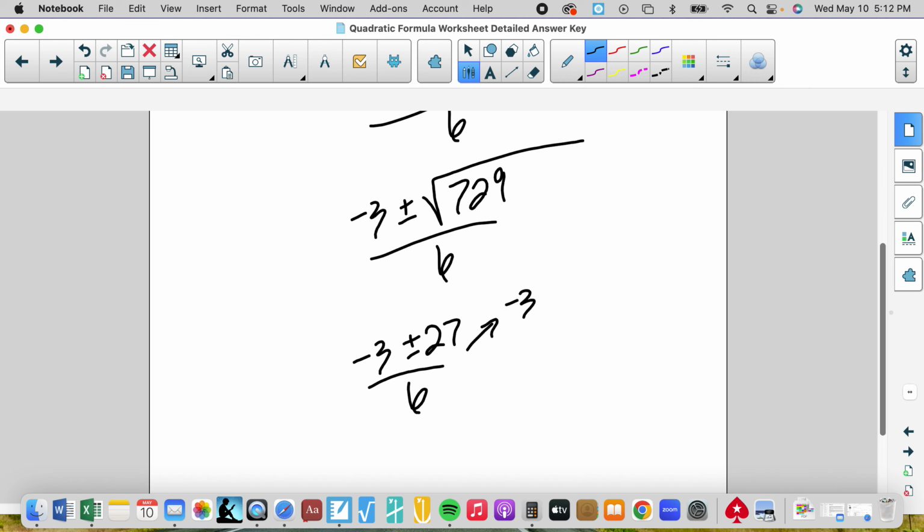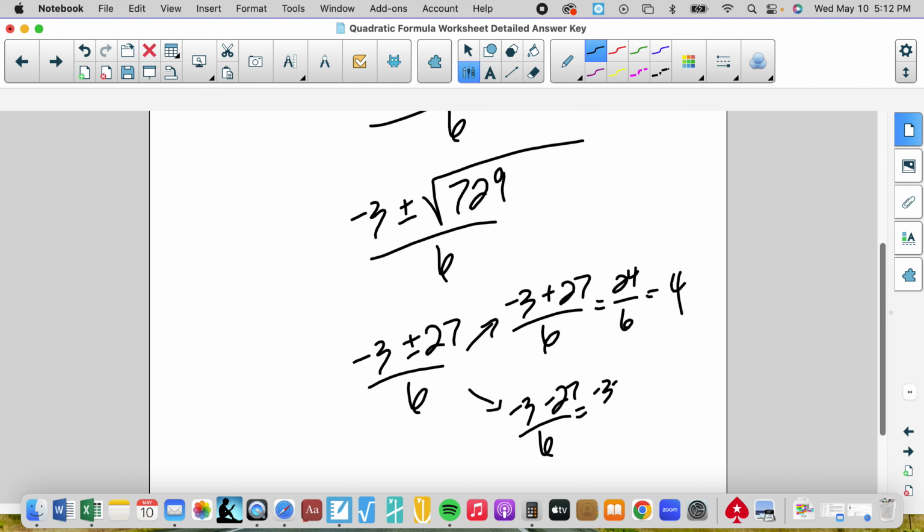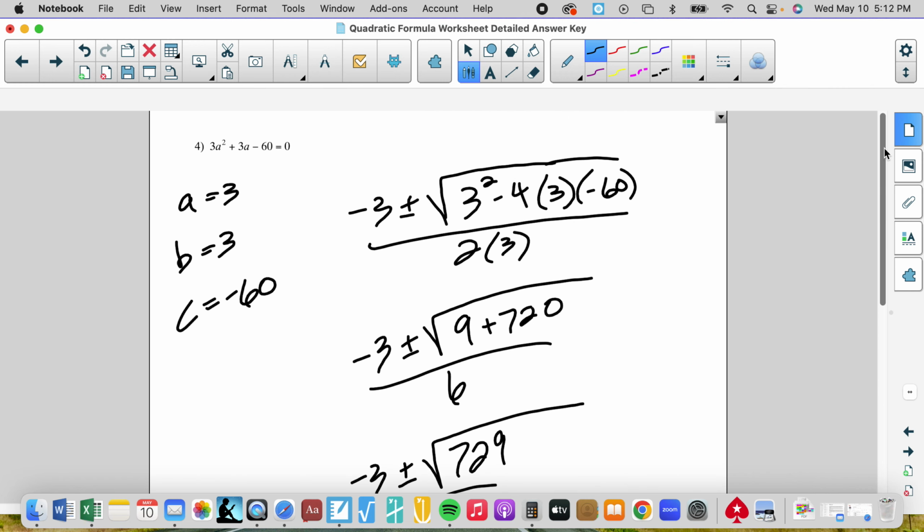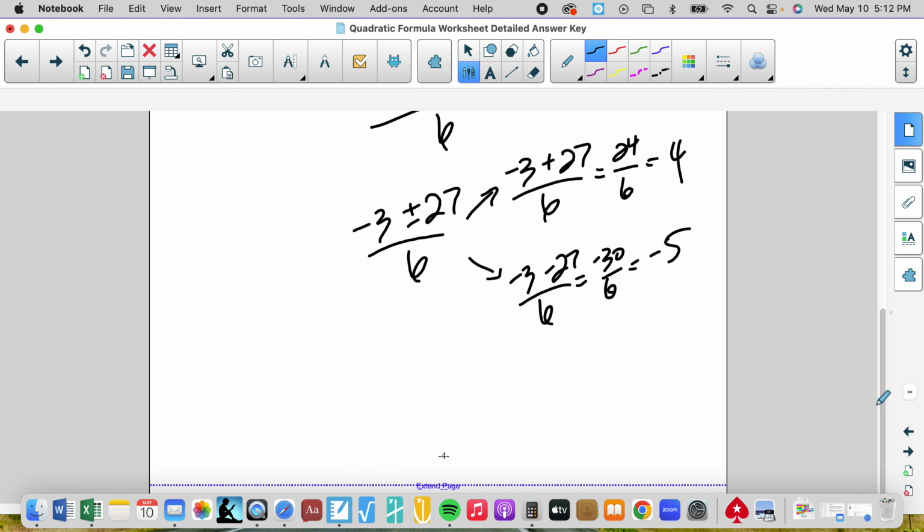So we get negative 3 plus 27 over 6, and we get negative 3 minus 27 over 6. That's going to be 24 over 6, which equals 4. Nice and clean. And this gives us negative 30 over 6, which is negative 5. What's my variable? It's my starting variable, A. So A equals solution set negative 5, 4. Always put your solutions in numeric order.